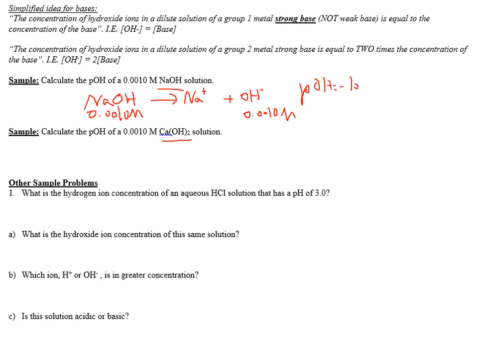But here we have 0.0010 molar. So you can do your negative log of 0.0010, and you get a pOH of 3. Now remember, you couldn't say that this solution is acidic because it has a pOH of 3. You have to look at the pH value. Its pH value would be 14 minus 3, which would give you 11. So in reality, this solution is basic.